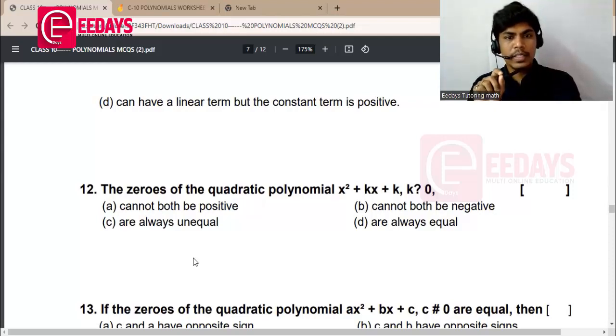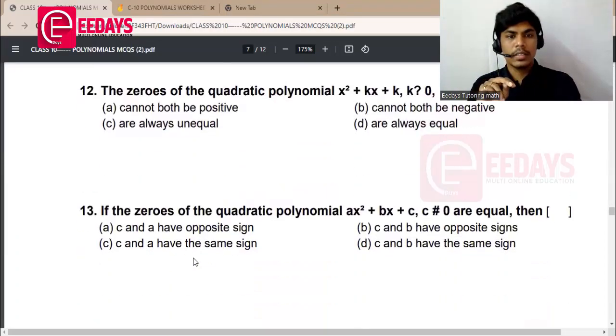This question is already repeated. Zeros of the quadratic polynomial x square plus kx plus k. K cannot be negative every time. So option B is the correct answer.